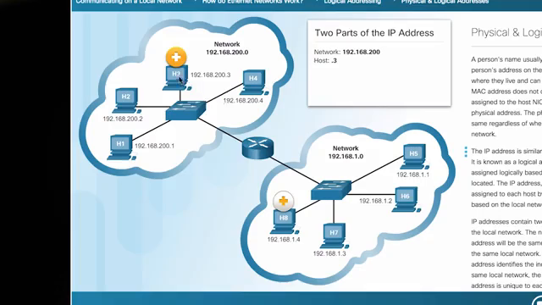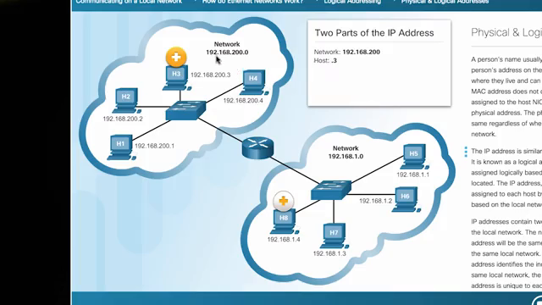In this video, we're going to look at two different types of addresses: physical, or the MAC addresses, and logical, or the IPv4 addresses. So here we have host H3, and we can see that it has the IPv4 address 192.168.200.3. The network portion of the address is 192.168.200. The host portion is .3. The subnet mask is what defines or determines the network portion from the host portion.